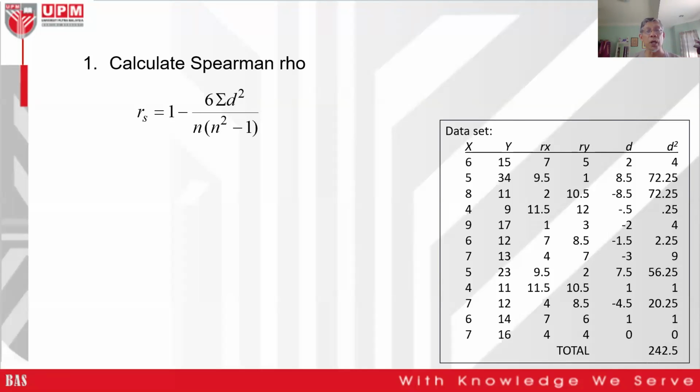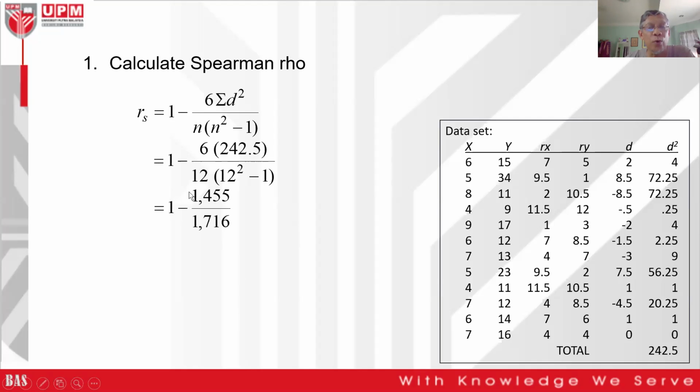This is the formula to calculate. What is it that we need to know? We need to know summation D square. 1 is a constant, 6 is also a constant. So the variables are D square and n. What is n in this case? 12 cases, that means n equals 12. Therefore, we plug in the values: 1 minus 6 multiplied by summation D square, which is 242.5, divided by n, which is 12, times 12 square minus 1. We maintain the 1; don't associate 1 with the numerator.